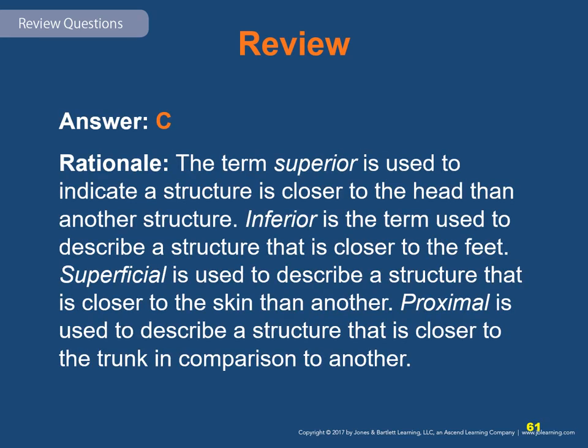The term superior is used to indicate a structure closer to the head than another structure, while inferior is the term used to describe a structure that is closer to the feet. Superficial is used to describe a structure that is closer to the skin than another, while proximal is used to describe a structure that is closer to the trunk in comparison to another.